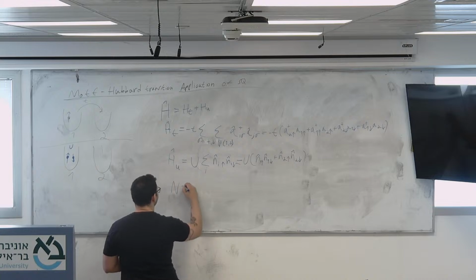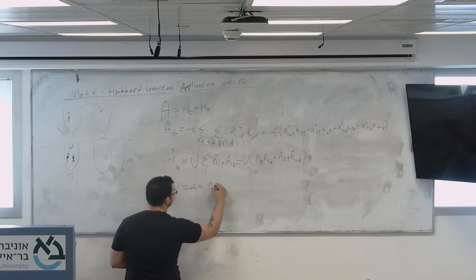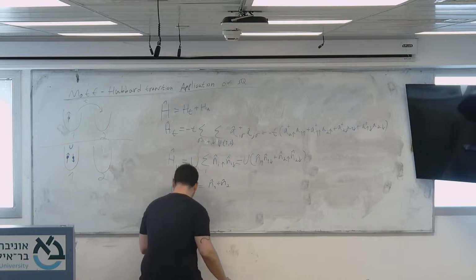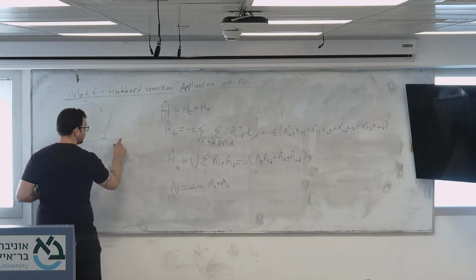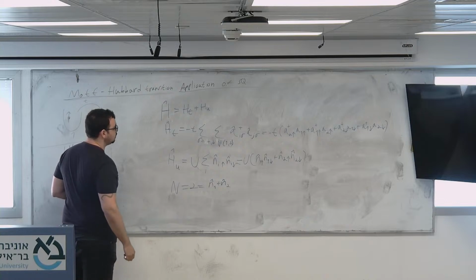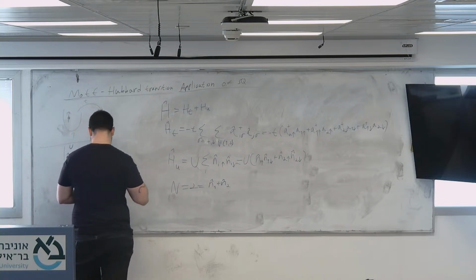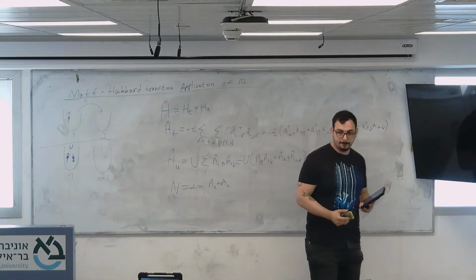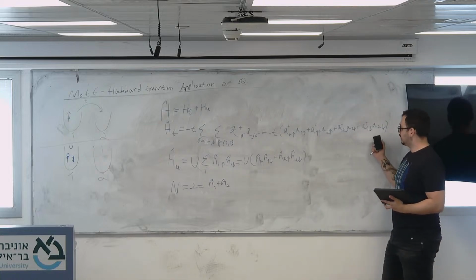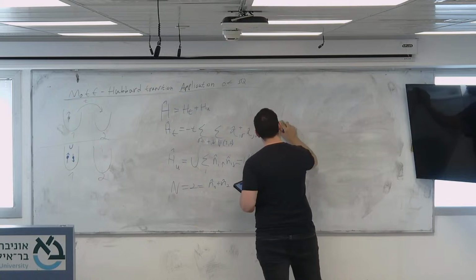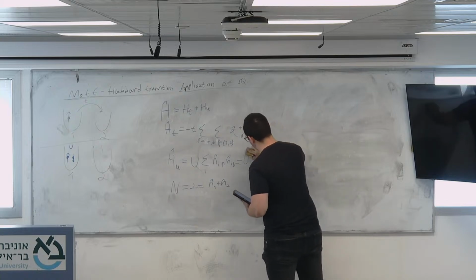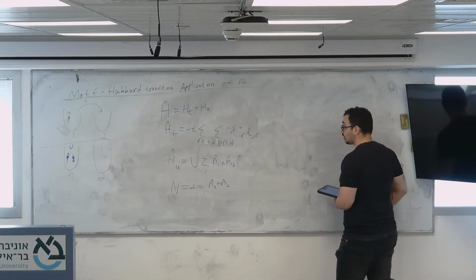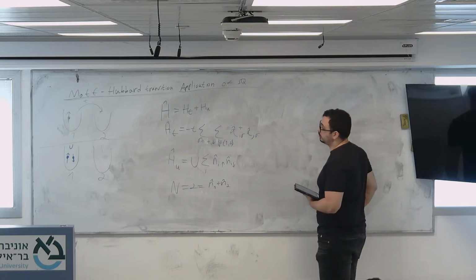Half filling, n equals 2, which will equal n1 plus n2. Okay, and let's write all the possible cases. So, how can we put in the two electrons?